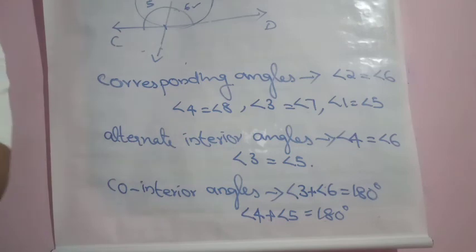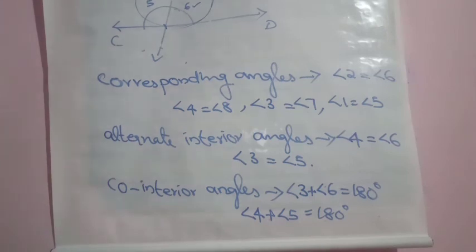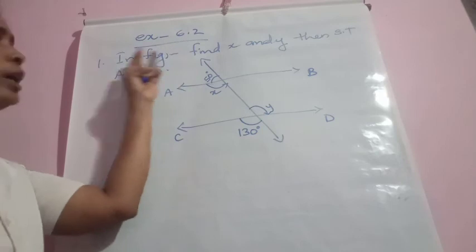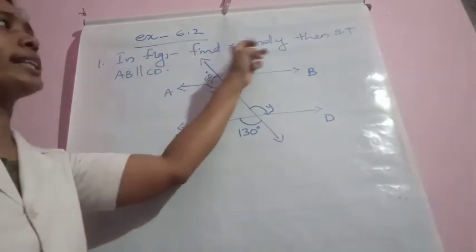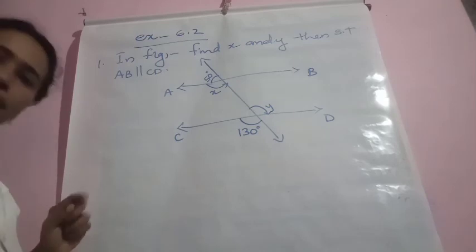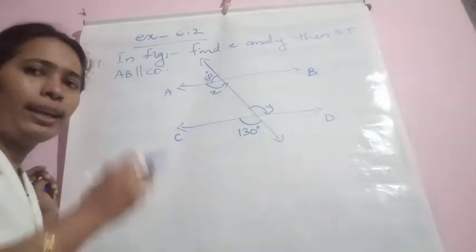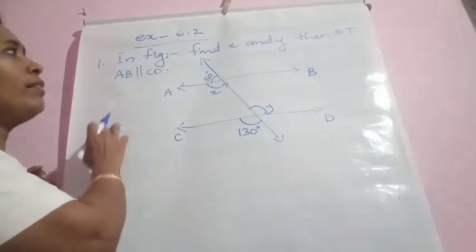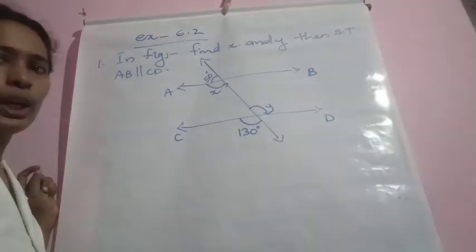Okay, let us move to exercise 6.2. Now the teacher is moving to exercise 6.2. In the figure, find x and y, then show that AB is parallel to CD. First you have to get the values of x and y. Then we can show that AB is parallel to CD.